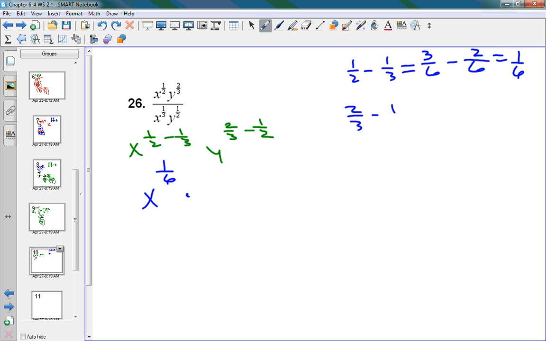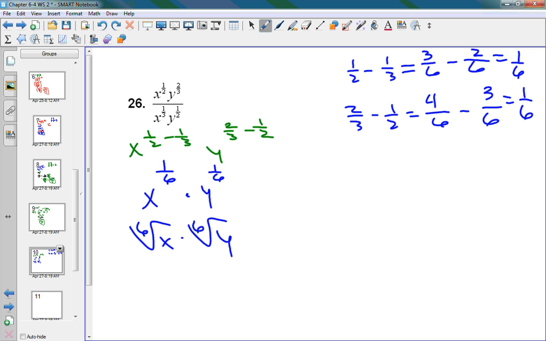2/3 minus 1/2. I need a common denominator of 6. What did I multiply 3 by? 2. 2 times 2 is 4. What did I multiply 2 by? Right, 3. 3 times 1 is 3. So that gives me 1/6 again. How do I write that in radical form? The 6th root of x times the 6th root of y. So since they're the same index, I can write them as one.